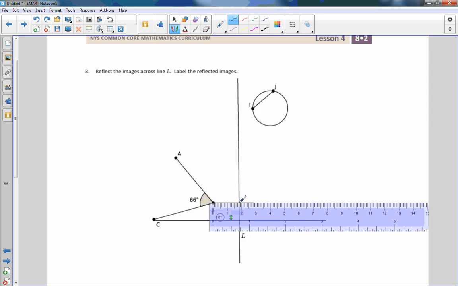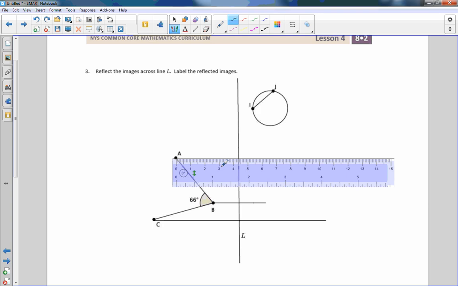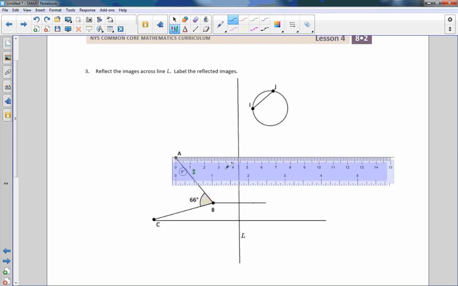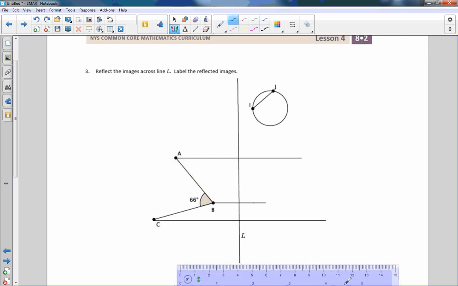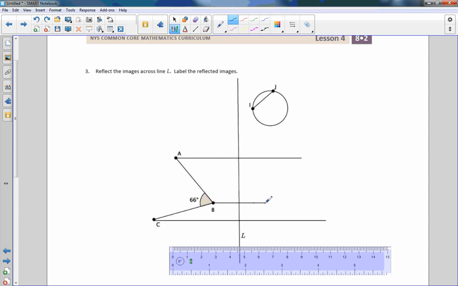That's not 13, that's 18. 18 and 18 is 36, which is right about there. And then move this up to A. So we're looking at about 44. 44 and 44 is 88, which is right about there. I can be more accurate with my eraser than I can with my pen. Okay, right about there. Okay, so now this is B prime, this is C prime, and this is A prime.